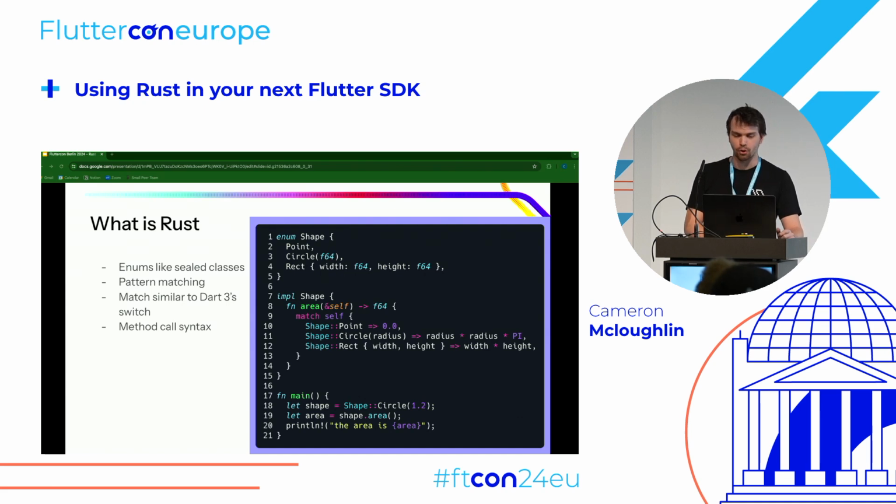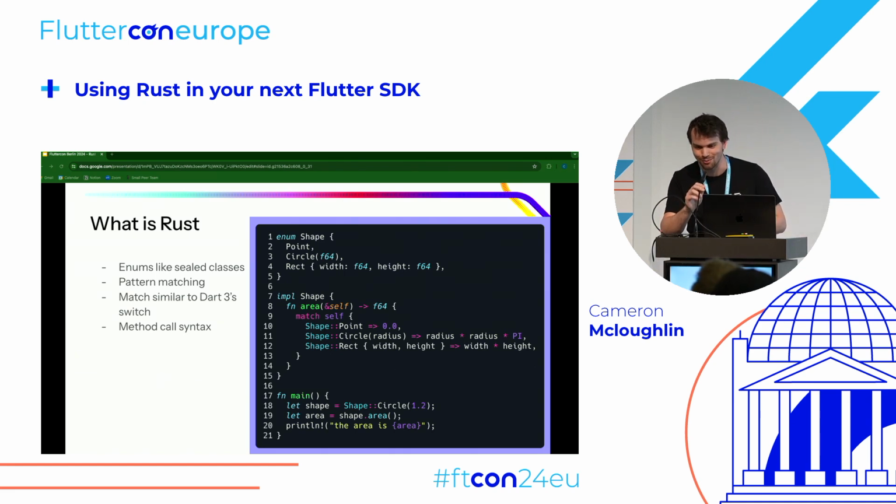It's one of these possible cases, and each of these, it might be a point with no data, a circle which has a single field, or a rectangle which has 2 fields. And we can define a method in this area, like this impl Shape block. You can define a method. It has this little self parameter, which sort of just says, I take... You want me to speak into the microphone? There we go. That's much better.